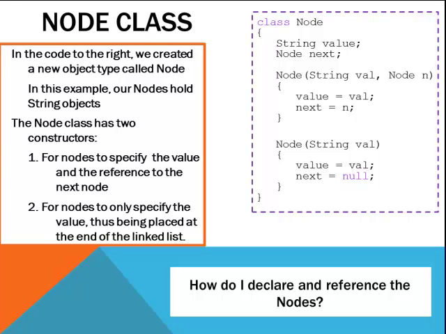Looking at our code example, we've declared our class Node, a String value and Node next, both variables. We've declared our first Node constructor, which accepts both parameters, val and next. It initializes the String value and Node next variables to these values. Our second constructor only accepts the String val argument and only initializes value to val, setting next to null. So now that we know about the node class, how do I declare and reference these nodes?